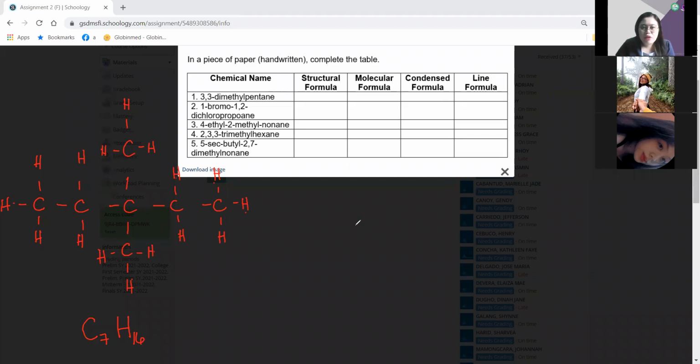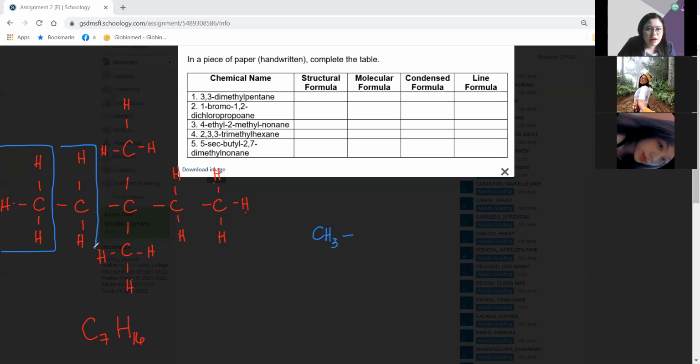Now, the next thing that you are going to make is the condensed formula. So sa condensed formula, yung parati kong ginagawa during the naming, it's also a summary of the structural formula, but we can still see the bonding. So you start first here with this carbon. So this becomes CH3. Isa-summarize nyo lang yan, class. And then you show the bonding.